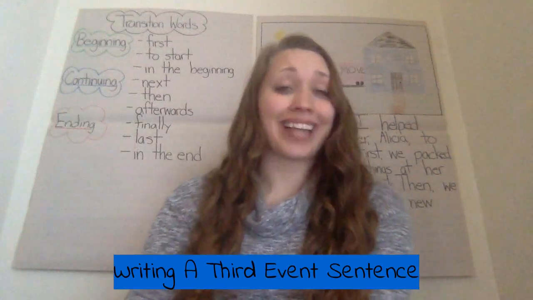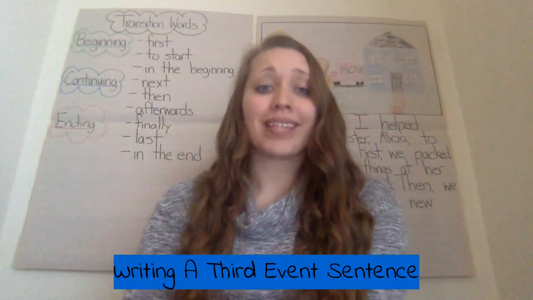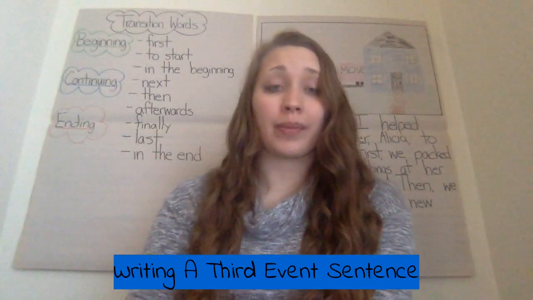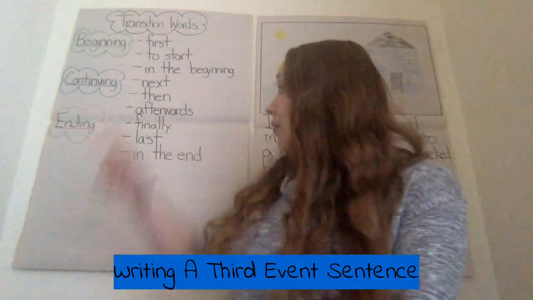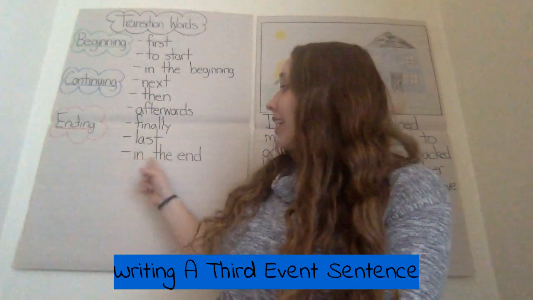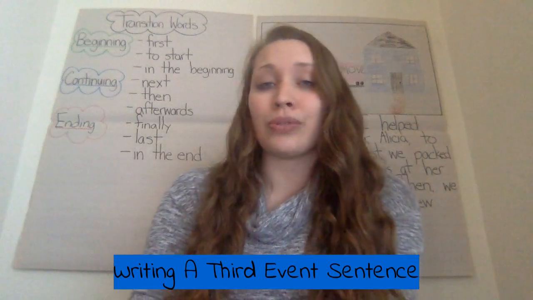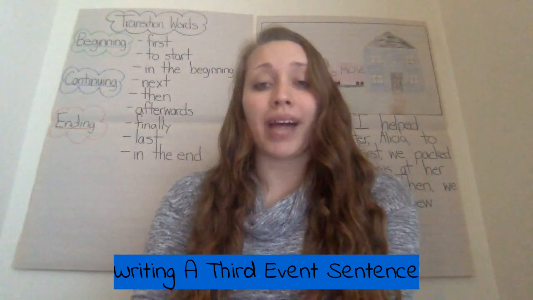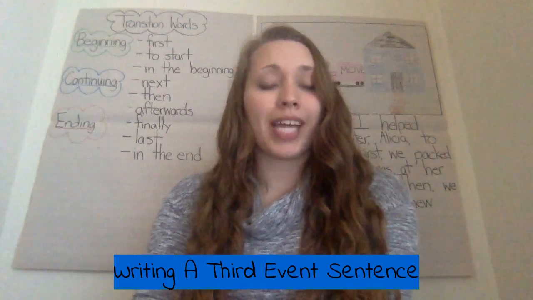Now, do you remember what the next sentence I need is? My third event sentence. That means I'm going to choose an ending transition word to start it that will tell my readers this is the final event that happened at the end of my story. You can choose any ending transition word. Finally, last, in the end. You might even think of one that's not on our list, but I'm going to use the word last. So my sentence might say, last, we unpacked all of the boxes in Alicia's new house. I'm going to carefully sound out my words. You can tell me what letters you hear, and I will record them.